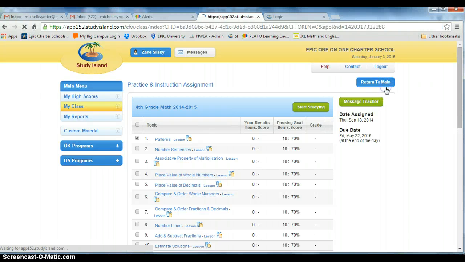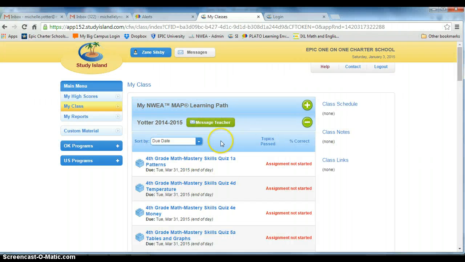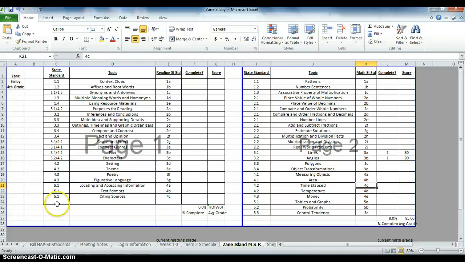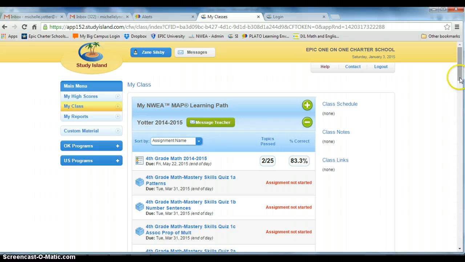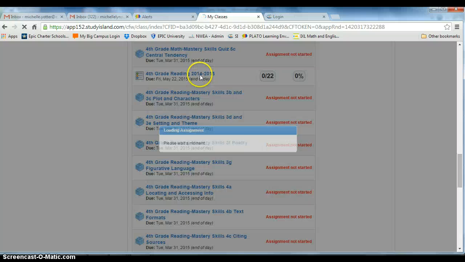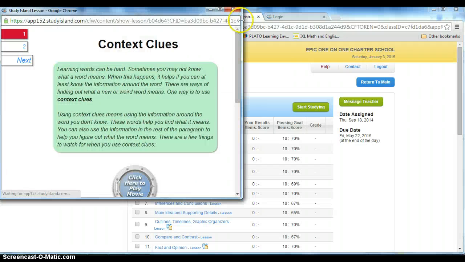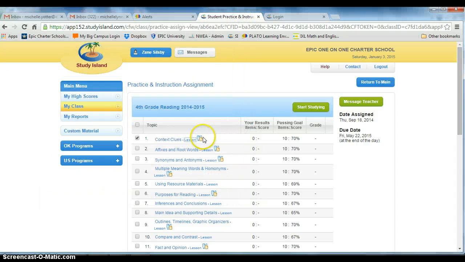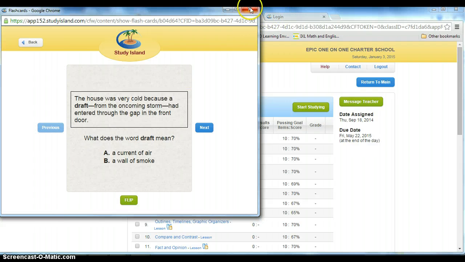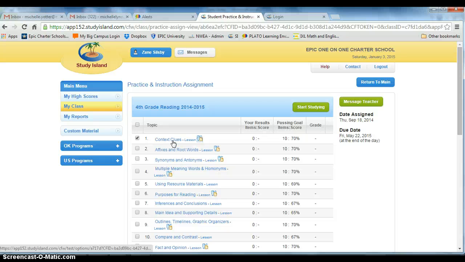Then we just return to main, go back to Yoder 2014-2015, and sort by assignment name. Now he wants to do a reading topic, something over context clues. We come down here because we're sorted by name. We can go to the reading, and he can do the lesson, watch the movie on it, and do some flashcards. Then he can click on here and do however many practice questions he wants. It won't impact his grade at all. That's great practice before the quiz.